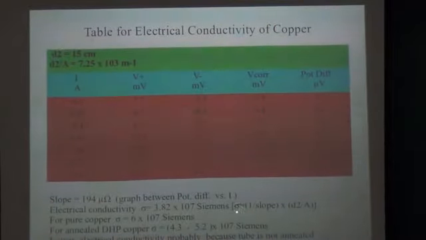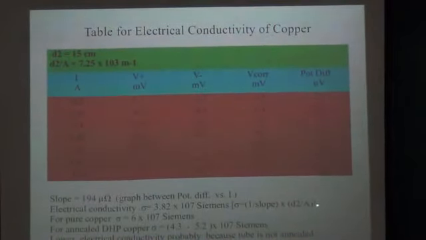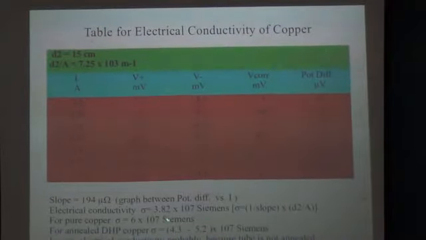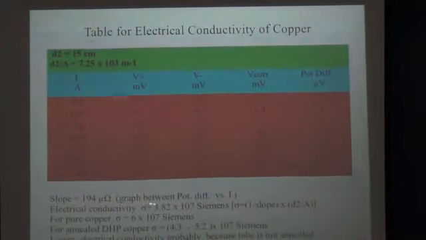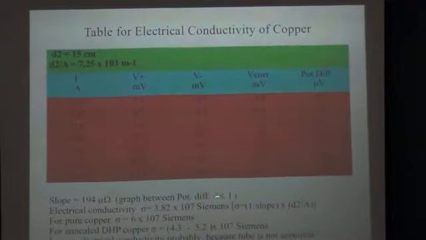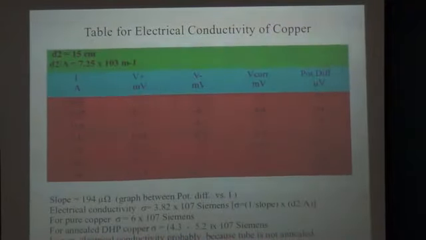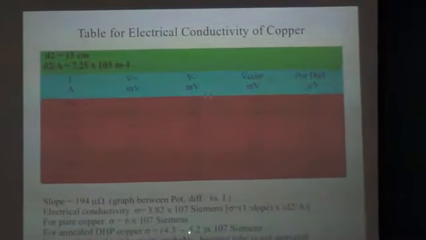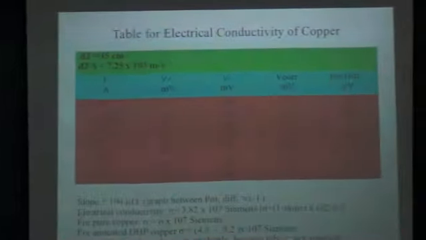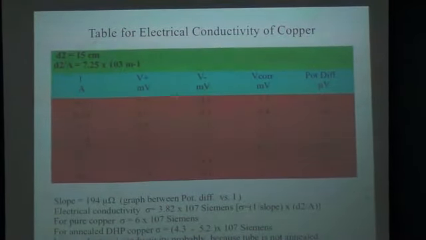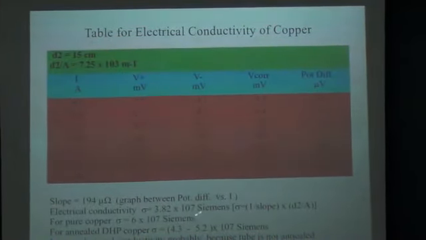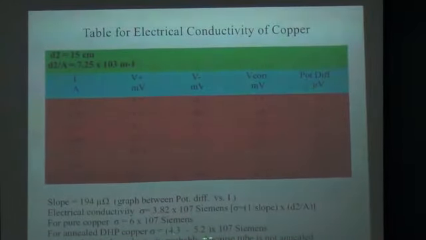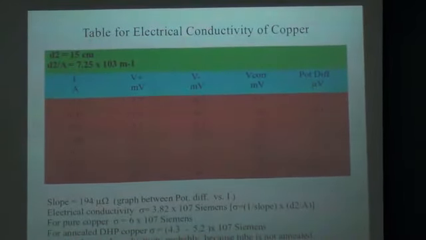Electrical conductivity is sigma equal to 1 over R into l over A, the simple formula, and we get the value of sigma to be 3.82 into 10 to the power 7 Siemens per meter. For pure copper, the value is this one. For DHP copper, which has been used here, the value is somewhere between the two. The lower value of electrical conductivity is probably because the copper is not properly annealed. That is why we are getting a value slightly less than the reported value for DHP copper.